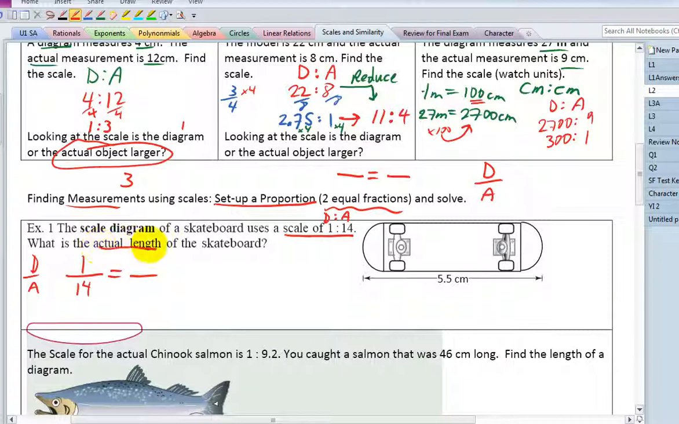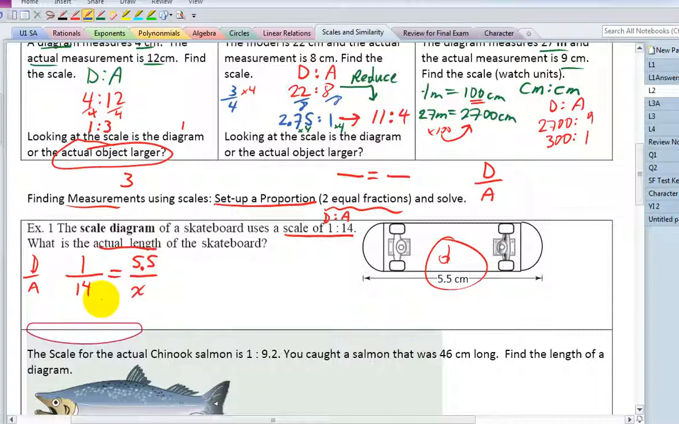What's the actual length? No, that's your diagram. Your actual length, you don't know. So we'll call it X. You can call it A if you want. 5.5 is your diagram length that goes on top where your D measurement should be. So, how do we get rid of this divide by X part?